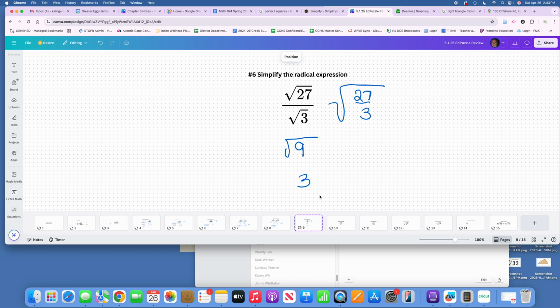If you didn't know that 9 was a perfect square, you would have written 3 times 3 and seen that it was a pair and taken it out.